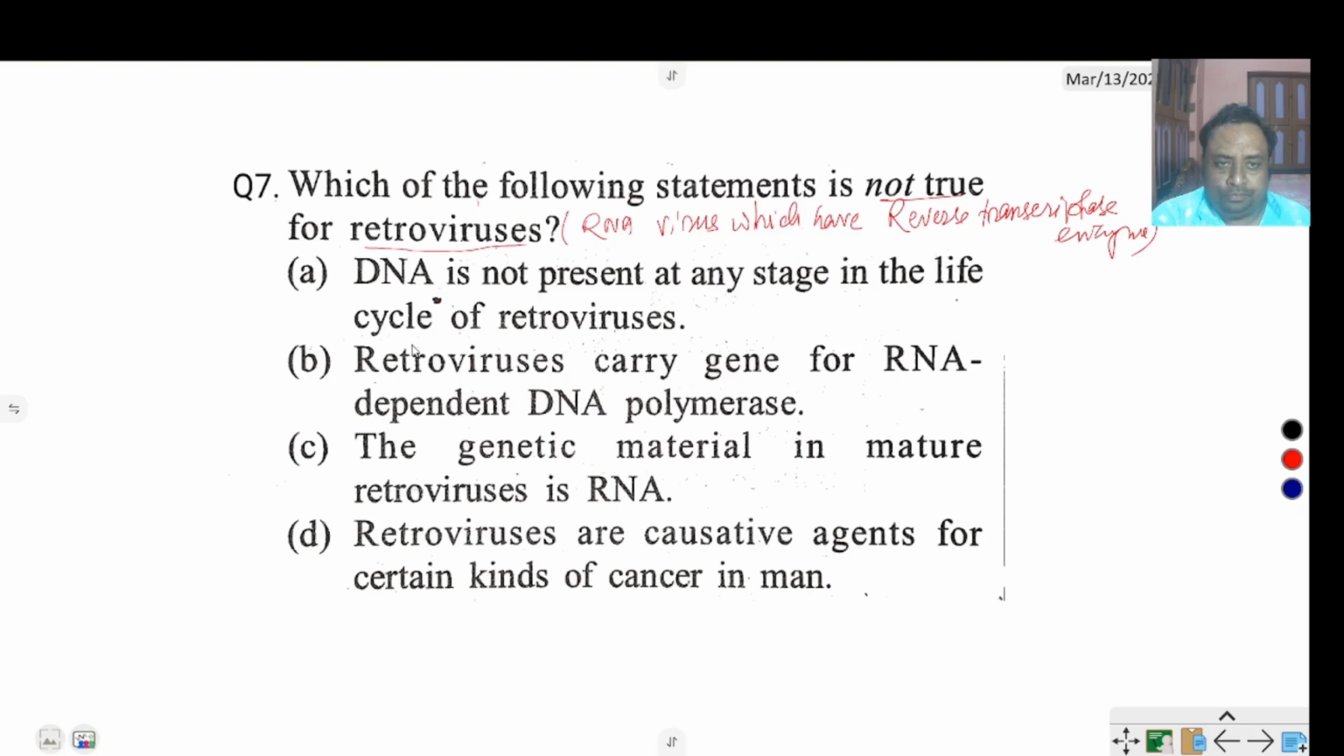So not true. DNA is not present at any stage in the life cycle of retrovirus. B. Retroviruses carry gene for RNA dependent DNA polymerase. The genetic material in mature retroviruses is RNA. Retroviruses are causative agents for certain kind of cancer in man. So here the not true option is DNA is not present at any stage in the life cycle of retrovirus.